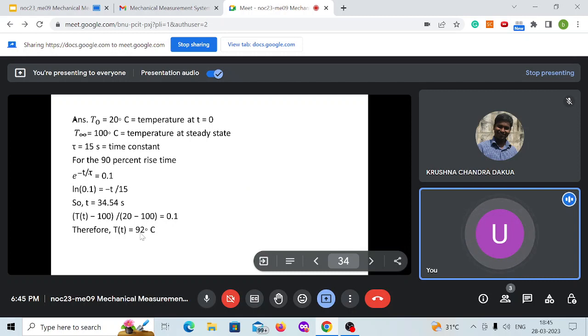Or the other easier way: we know it has already reached 90%, so the max difference is 80 degrees, and 10% of that is 8 degrees. So 100 minus 8 is 92.